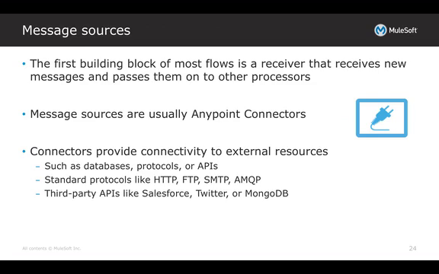Message sources are the first building block of most flows. They act as a receiver that will receive new messages and pass them on to other processors in the flow. Message sources are typically Anypoint connectors. Connectors provide connectivity to external resources. Think databases, protocols, or APIs. Protocol examples could be standard ones such as HTTP, FTP, SMTP, or AMQP, and also third-party APIs, calling out to things like Salesforce, Twitter, or MongoDB.